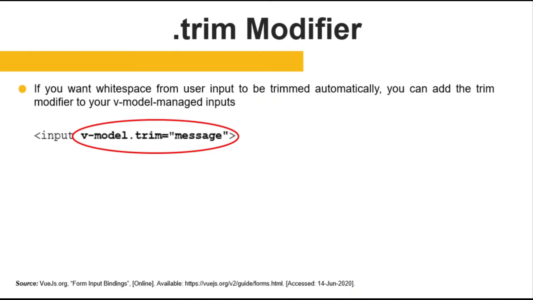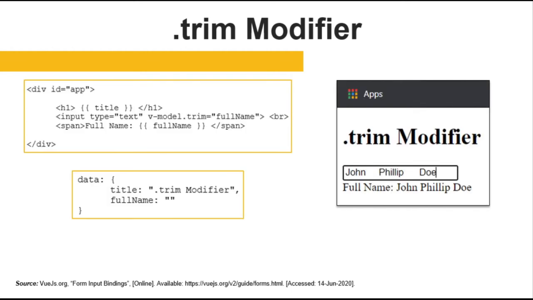If you want white space from the user input to be trimmed automatically, you can add the trim modifier to your v-model managed inputs. In the given example, applying the trim modifier will automatically trim the extra spaces from the user input, just as shown in the given screenshot.